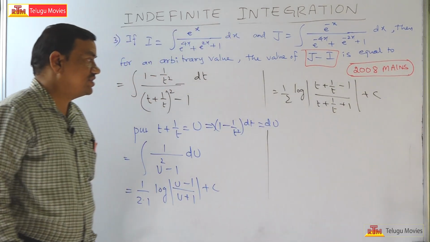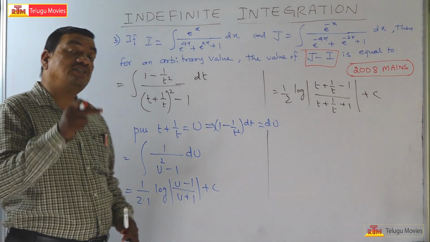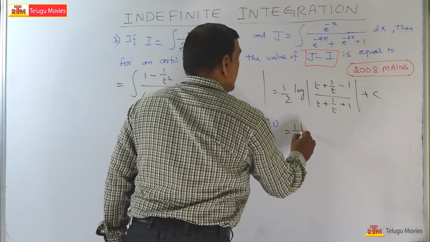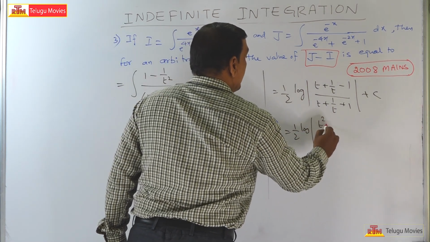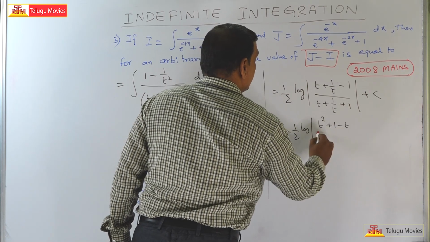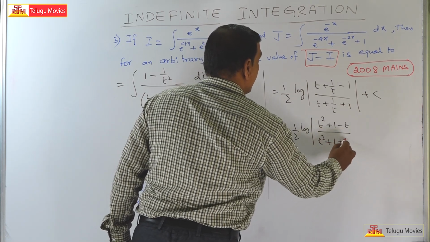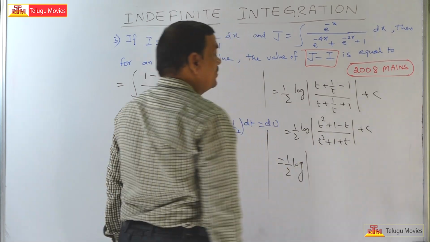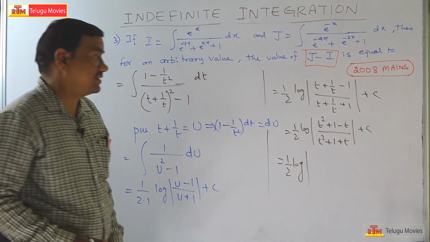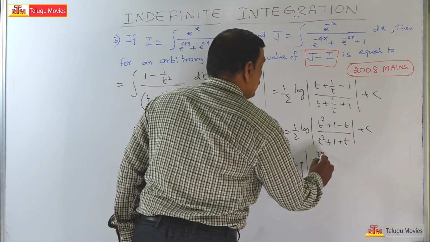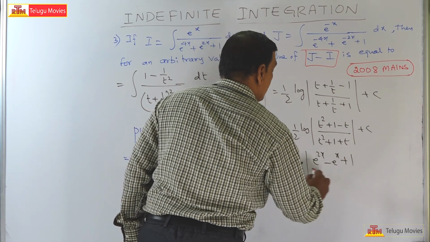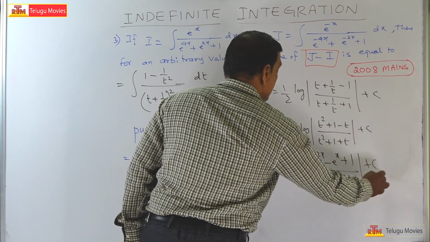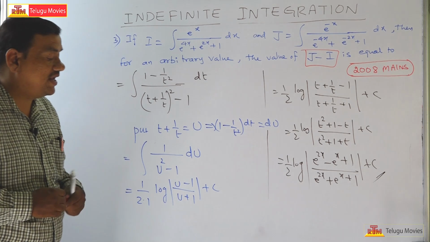Okay? So, the first substitution is there. But what is your t? t is nothing but e power x. So, first I will simplify this: 1 by 2 log of, this is t square plus 1 minus t, this is t square plus 1 plus t plus c. So, this is equal to 1 by 2 of log of, t means how much? e power x. So, this is equal to e power 2x minus e power x plus 1 by e power 2x plus e power x plus 1 plus c. This will be your final answer.